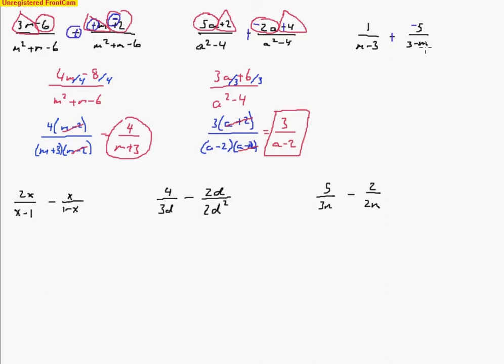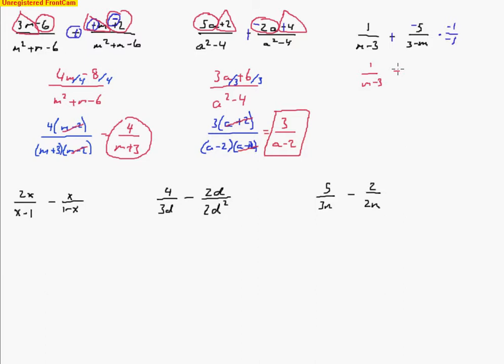Now I want to make the denominators the same. Typically we'll change this one here, and we'll change it by multiplying it by negative 1 over negative 1. You see that will switch the signs of that denominator to match this denominator's signs. So we'll go ahead and do that. I've still got this 1 over m minus 3. I haven't changed that one.